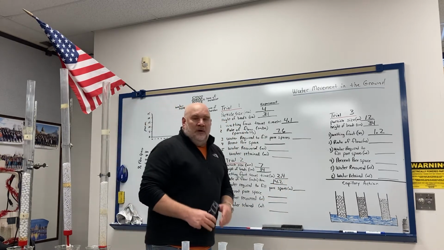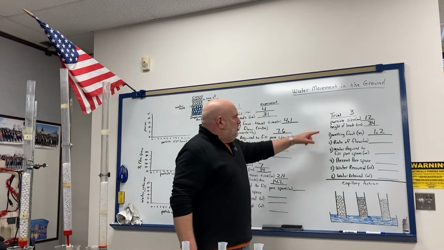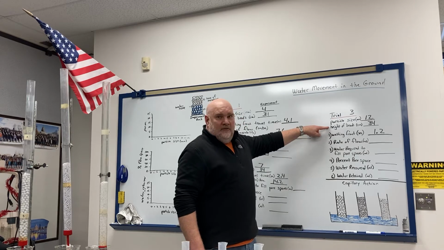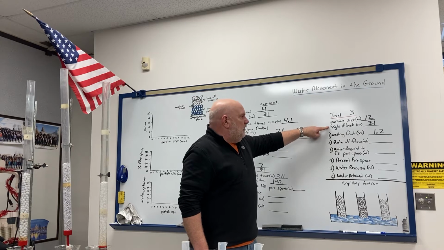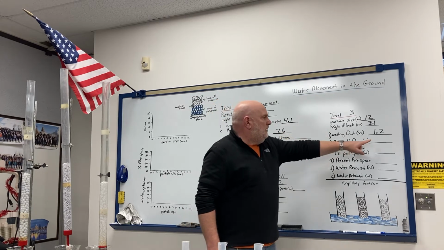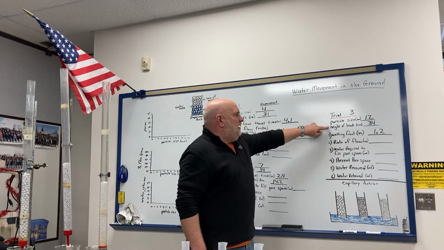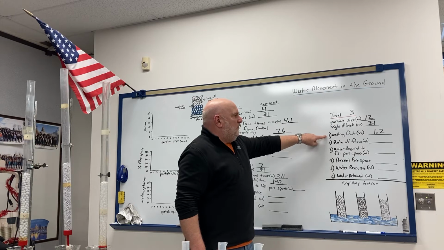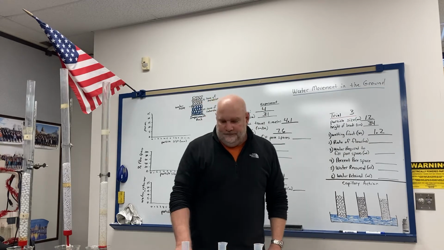Now trial 3, I'm not going to do for you. You're going to have to do that on your own. So what you want to do is the height of the beads divided by the wetting front time. So this number here divided by that number there gives you that number right there. So the height of the beads divided by the wetting front time gives you the rate of flow. So you've got to calculate that one on your own.